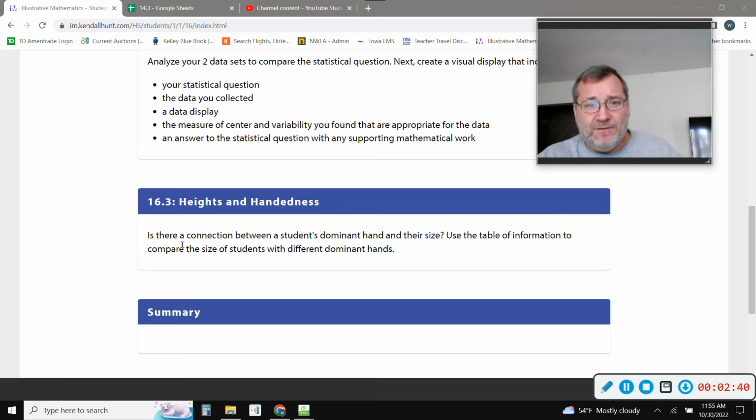So this first one is your statistical question. This is kind of an example in that instance. Is there a connection between a student's dominant hand and their hand size? The table of information compares the size of the students with different dominant hands. So you can do dominant hand versus non-dominant hand.